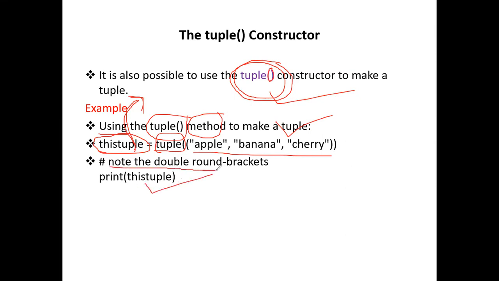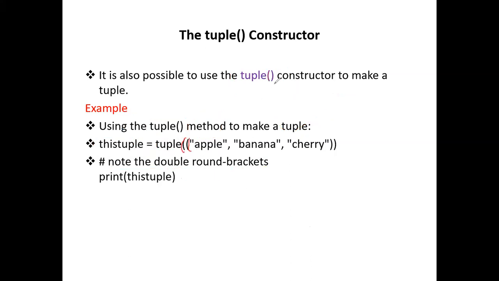Note the double round brackets. Yes, we used them because of the tuple constructor. So what is this tuple? Tuple is a constructor. What is a constructor? It is a type of method. What is the use of the tuple constructor? It creates a tuple. How? Example, this one.